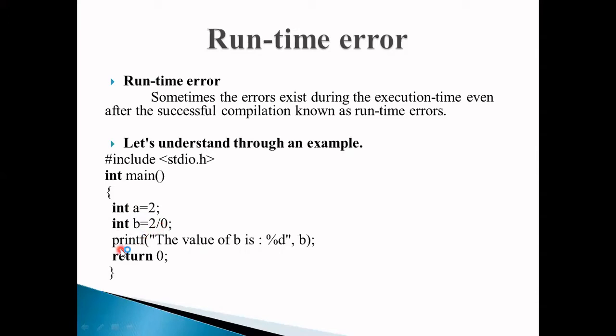Next is the printf statement. Here we print the value of b only. And last is return 0 and curly bracket close. So in this program, what is the error? The error is that here we take divide by 0. At that time a runtime error occurs.